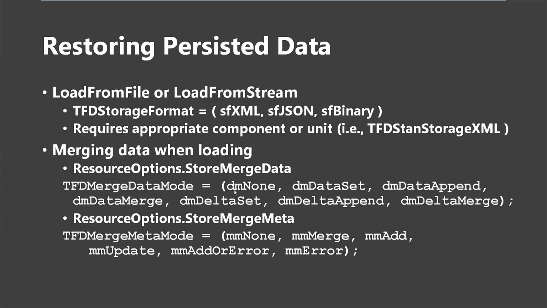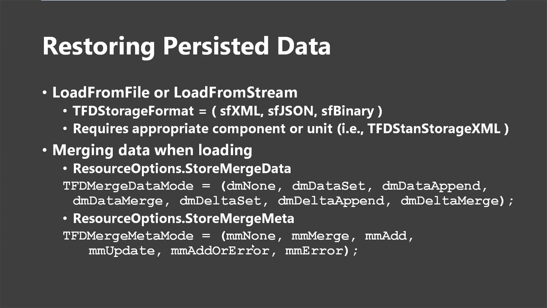When store merge data is set to dmDeltaSet, any data and change cache information in the active dataset is replaced by any data and change cache information being loaded. A value of dmDeltaAppend causes any data and change cache information being loaded that is not already in the active dataset to be added to the active dataset's data and change cache. Finally, merge will either update or append the data and change cache of the active dataset based on the data and change cache that is being loaded.